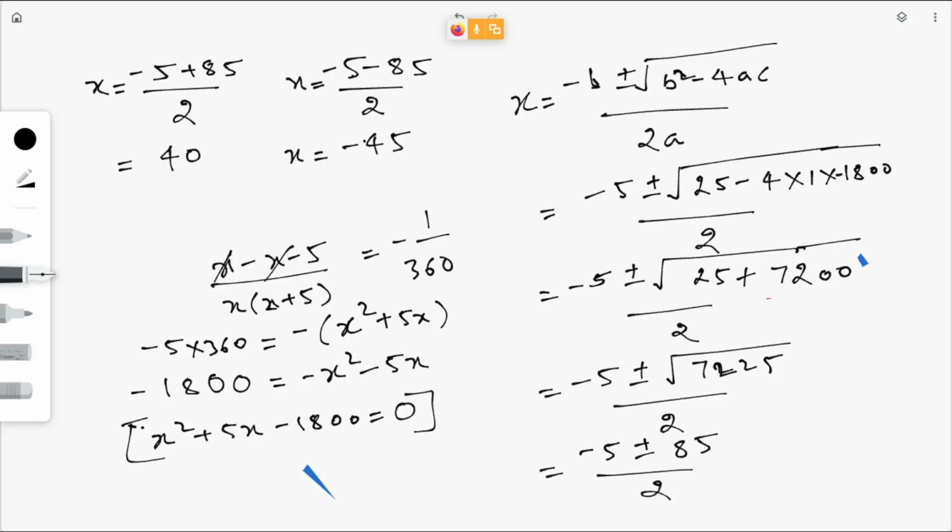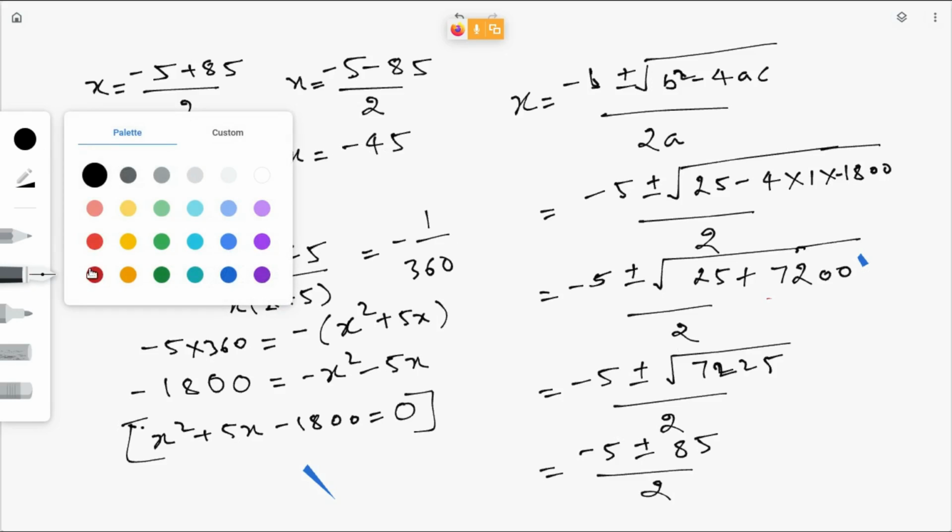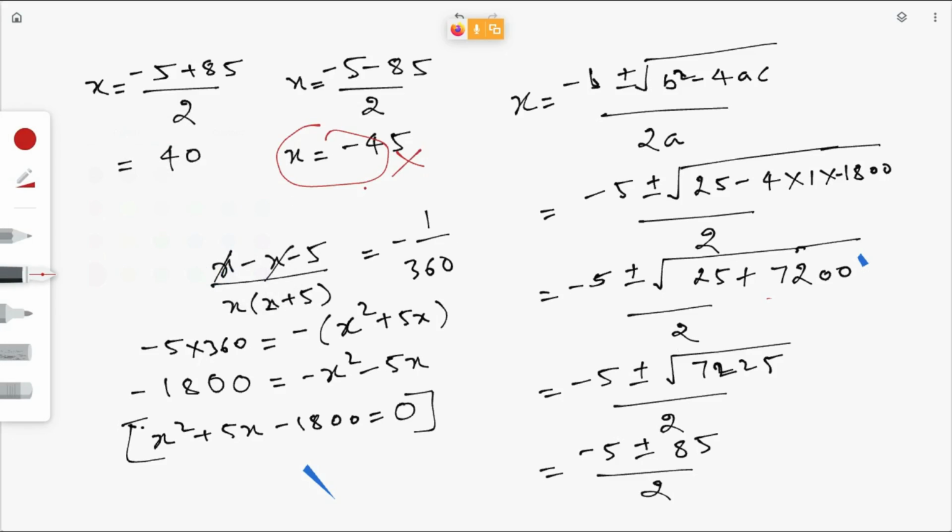Again, speed cannot be negative, right? Speed can't be negative, so this one is wrong. Okay, so speed of the train is 40 kilometer per hour. Copy.